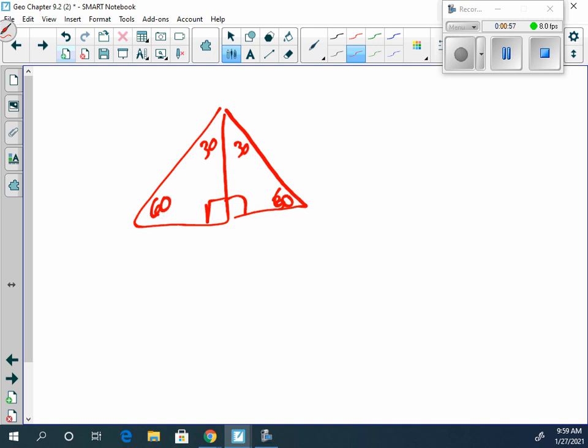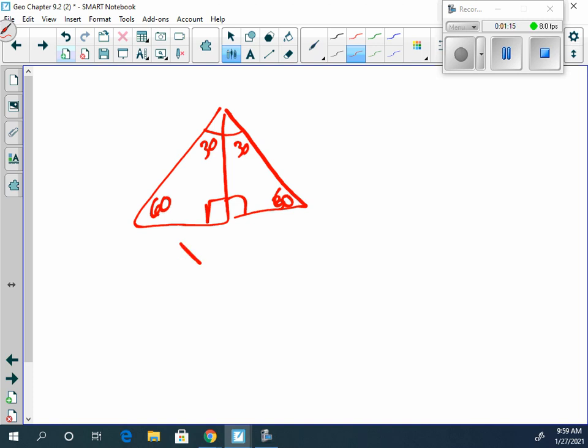Connect them together. Well, if I connect two of these together, what do I have? I have a 60 degree, 60 degree, and this top one is what? 60 degrees, yes? So since all three angles are 60 degrees, it's an equilateral triangle, yes?